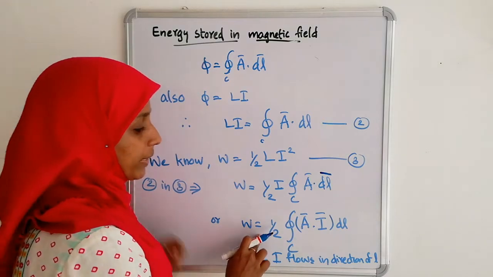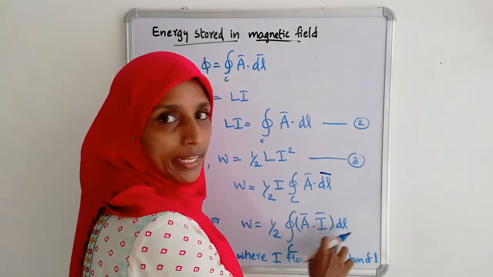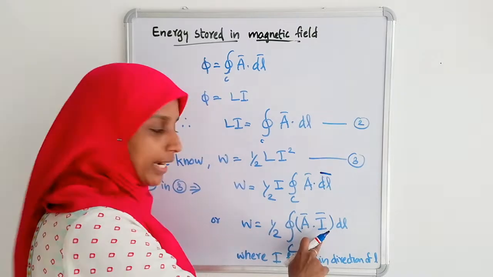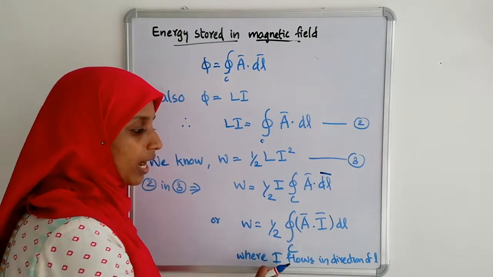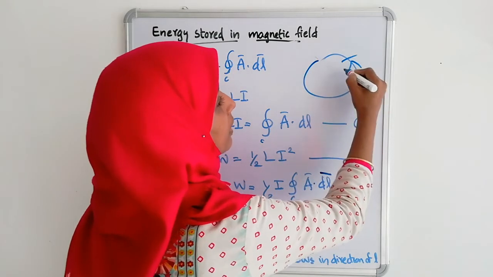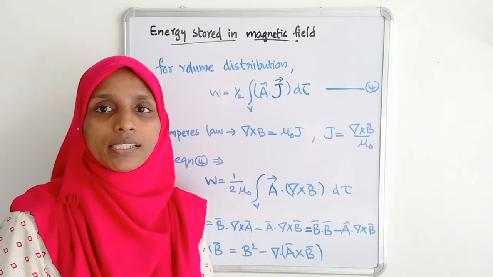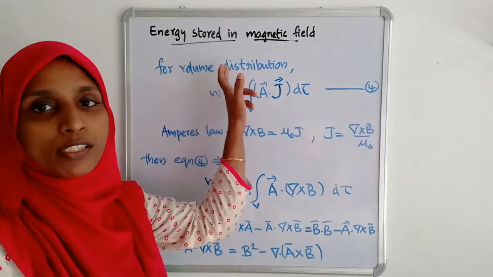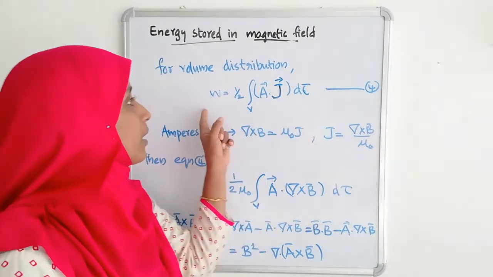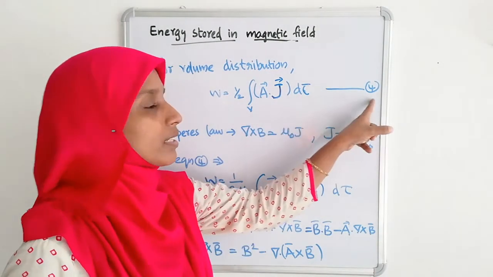Or W can be written as half closed integral A dot I dl. So the direction of dl is interchanged with the current, since the current I flows in the direction of dl as given in this figure. Then, for a volume distribution, using similarity, where the volume current density is J, W can be written as 1 by 2 volume integral A dot J d tau, and consider this as equation number 4.